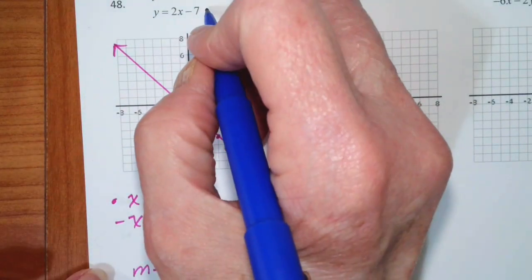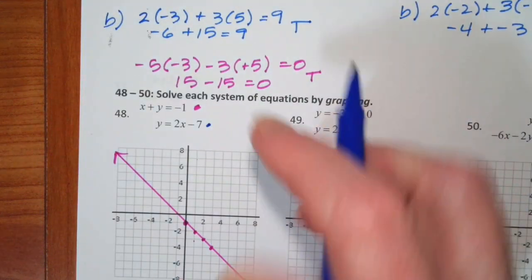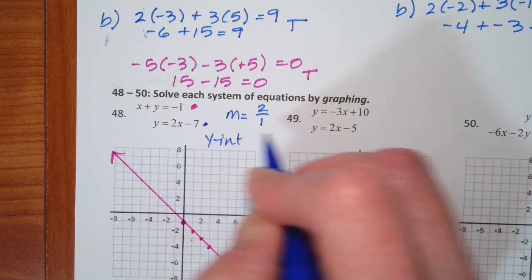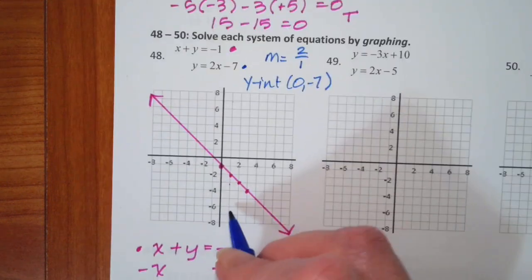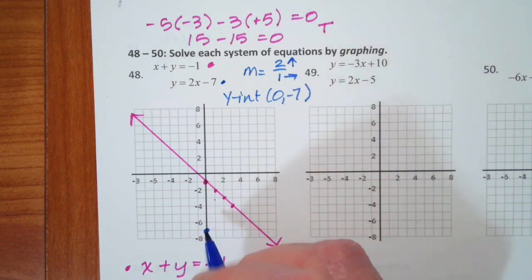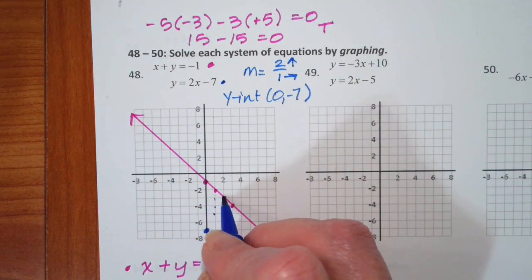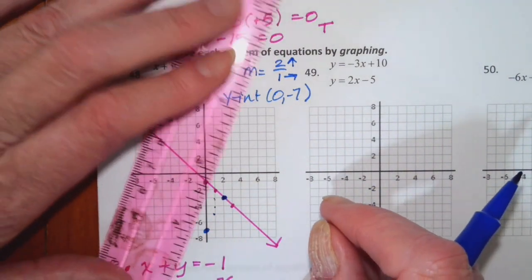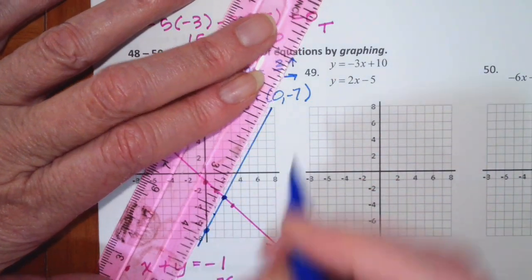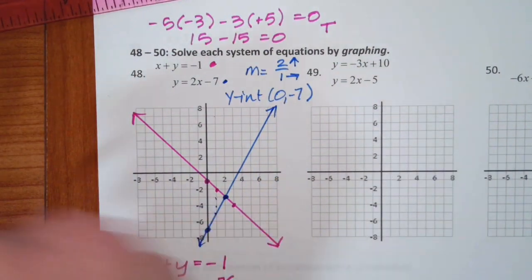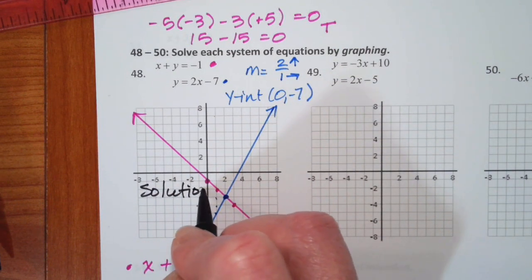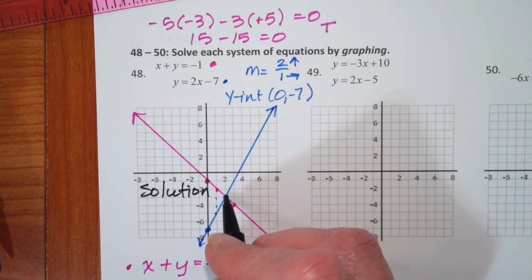All right, this one here is already in slope-intercept form. So my slope is 2 over 1, and my y-intercept is 0, negative 7. So I start at 0, negative 7. This tells me to go up 2 and over 1. So up 2 over 1, up 2 over 1, up, and I've already found my point of intersection, but I still want to graph the line. So my solution is the point 2, negative 3.